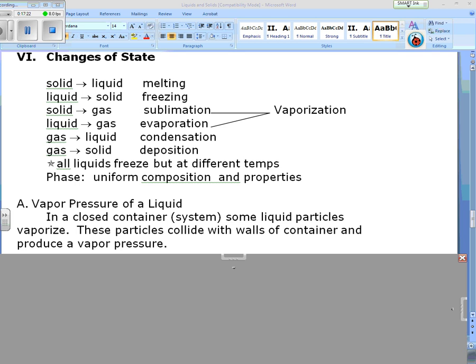So some of the particles at the surface gain enough energy, and they escape to that vapor phase. Then they're banging on the walls of the container, and they lose energy and condense back down. At the same rate, another particle is going to evaporate and bang on the walls. So I got a visual for you there. Let me show you this, talking about the particles.